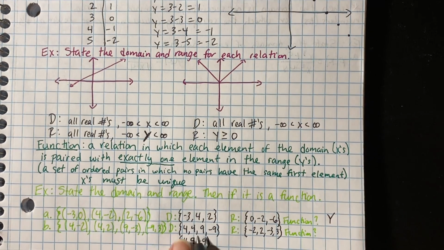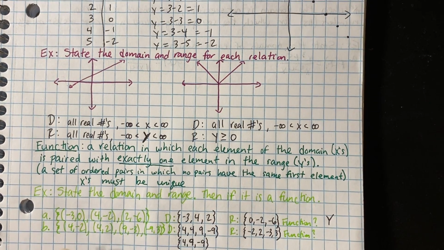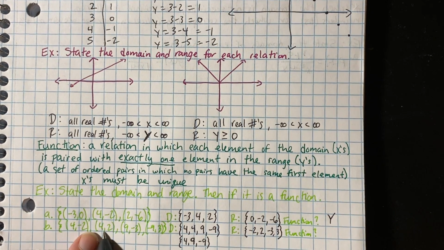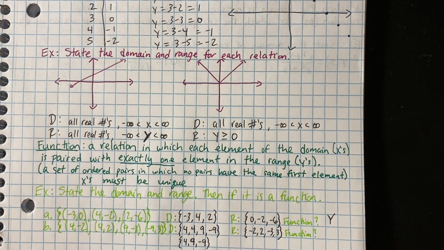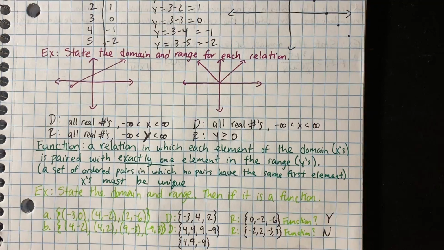Is this a function? Are all of the x's unique? No, they're not, because 4 goes to 2 different numbers. Goes to -2 and to +2. So the answer is no, it can't be a function because it's not unique. All right, next page.